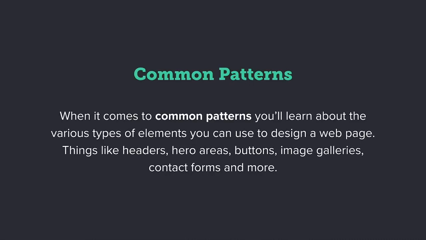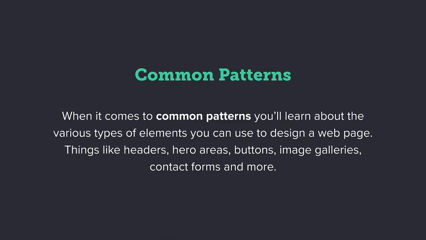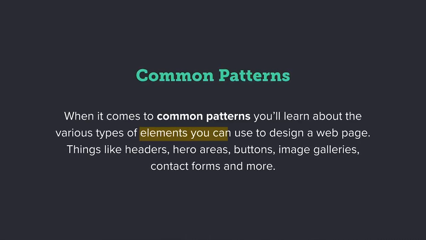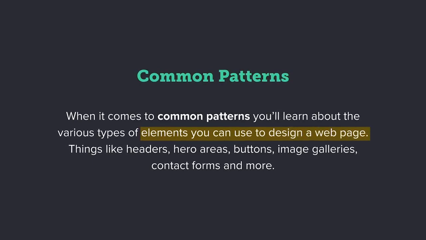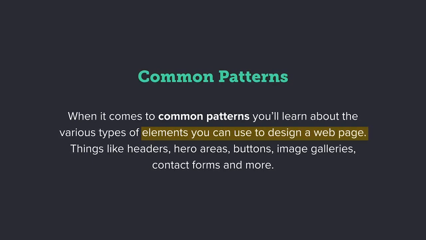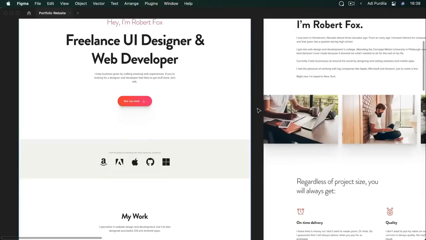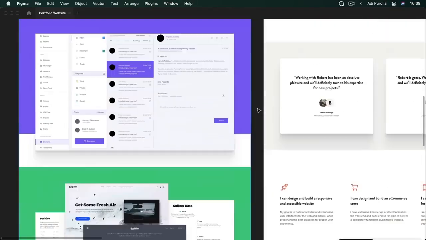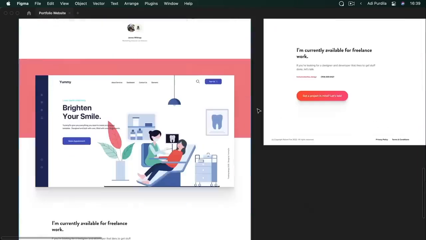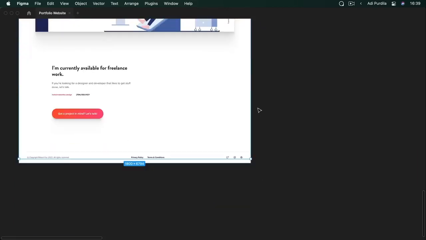When it comes to common patterns, you'll learn about the various types of elements you can use to design a web page. Things like headers, hero areas, buttons, image galleries, contact forms, and more. Now, for each common pattern, we'll look at its definition and some use cases, and then we'll apply that knowledge to a demo project. And the demo project is a 3-page portfolio website that I designed specifically for this course.